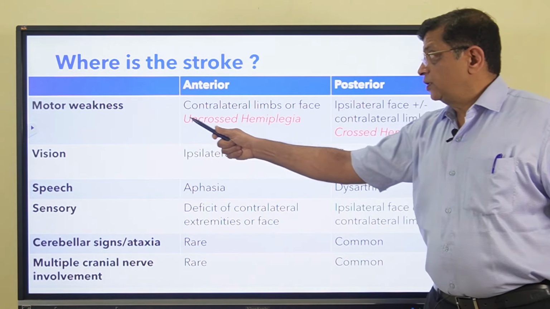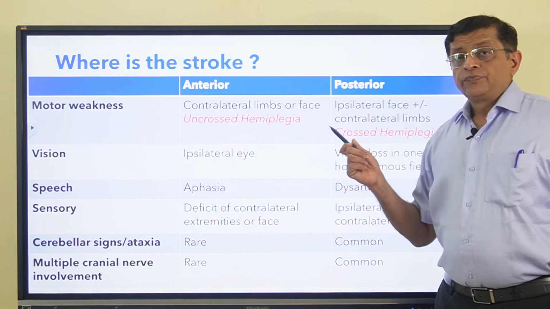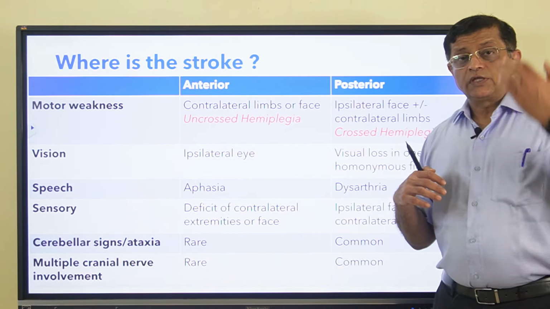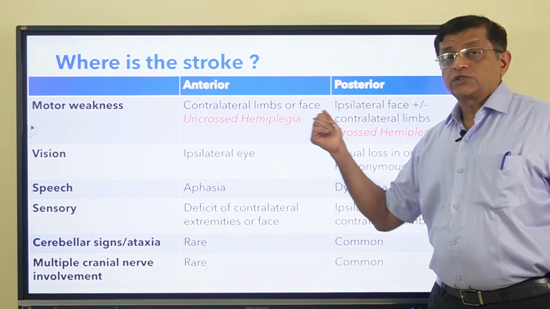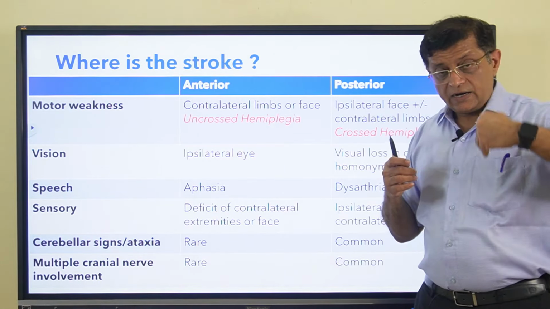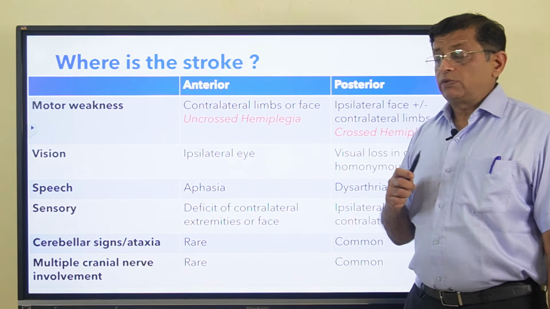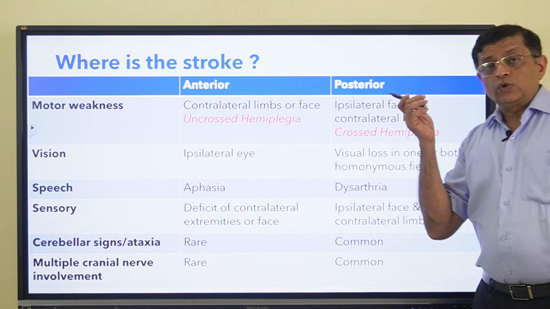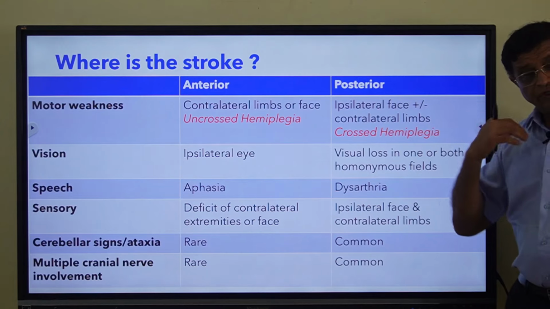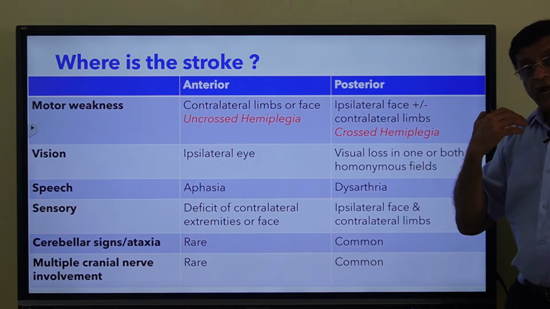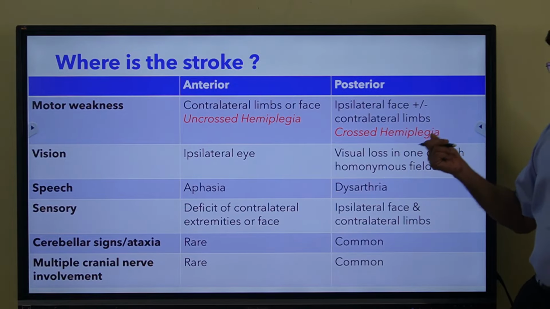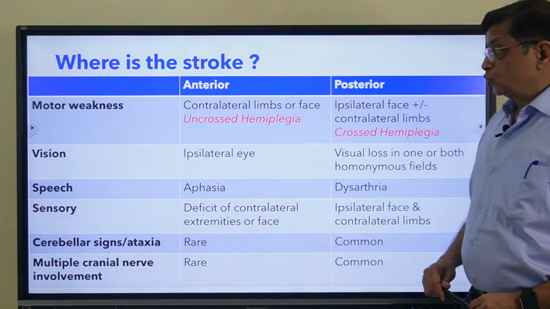If the patient has motor weakness in anterior circulation stroke, if the patient has weakness on the face and hemiparesis, that will be on the same side, what is called uncrossed hemiplegia. So a big right MCA infarct will have left facial weakness and left hemiplegia or hemiparesis, while in posterior circulation stroke, if the stroke is on the right side, the patient will have crossed hemiplegia. Ipsilateral facial weakness will be on the right side, and the hemiplegia or hemiparesis will be on the left side. So if there is crossed hemiplegia, think of posterior circulation stroke.